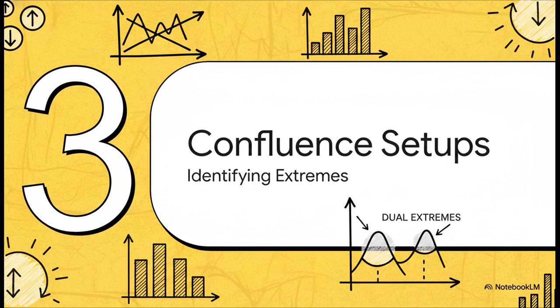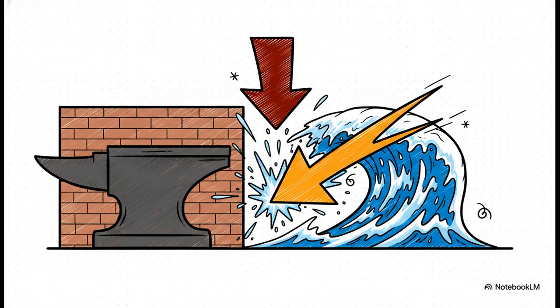Let's transition to Section 3, High Probability Confluence Setups, identifying dual extremes. This is the holy grail of COT analysis, the immovable object meeting the unstoppable force. The absolute strongest signal happens when the physicals and the momentum crowd hit opposite extremes simultaneously. Imagine this. Physicals are heavily hedging long, acting as the anvil, while the momentum crowd is completely euphoric and fully positioned short, acting as the wave. At that point, there is literally no one left to sell.